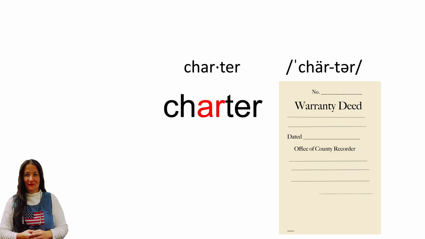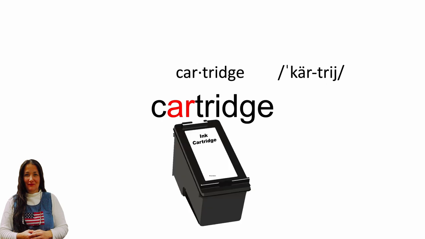Charter. It's a contract, such as a deed or a travel arrangement. Cartridge. A container holding a spool of photographic film or a quantity of ink or other substance designed for insertion into a mechanism. That's a cartridge.